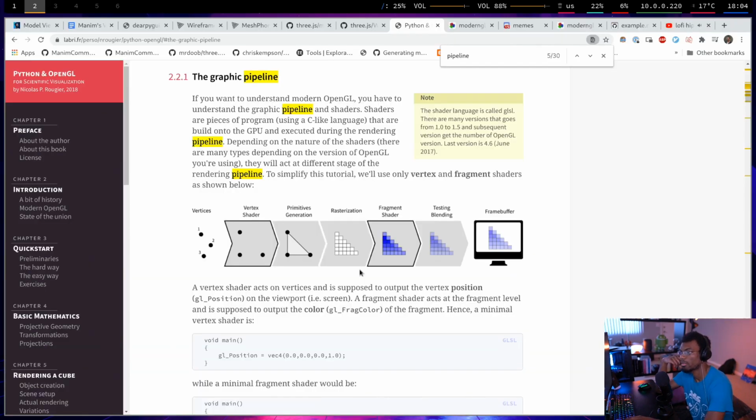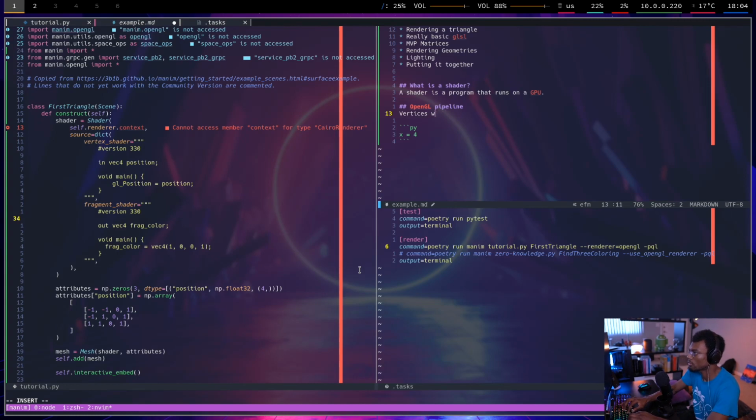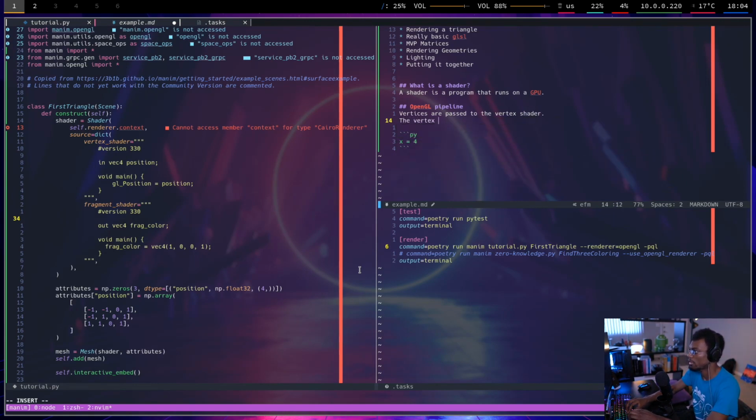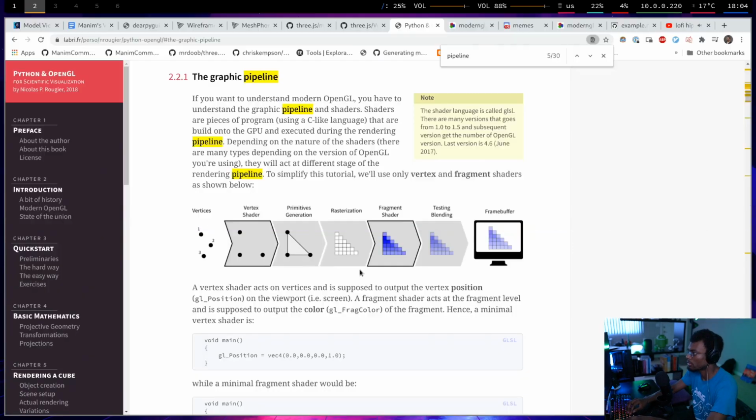Okay, so the pipeline: vertices are passed to the vertex shader. The vertex shader, which then transforms them. It's just moving them around.